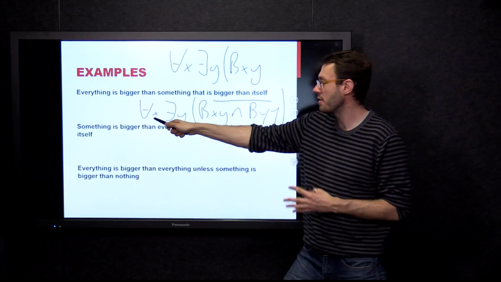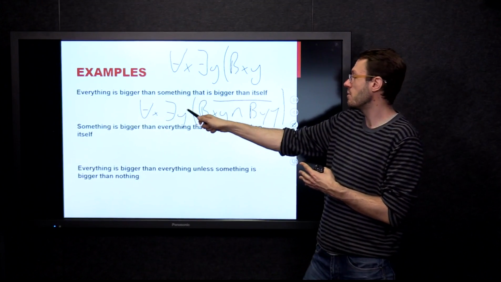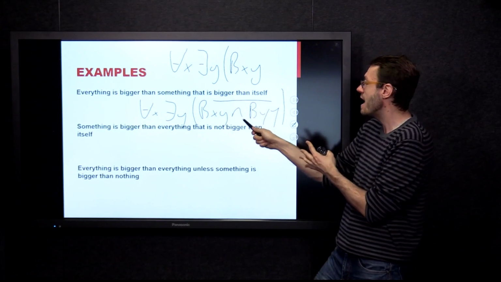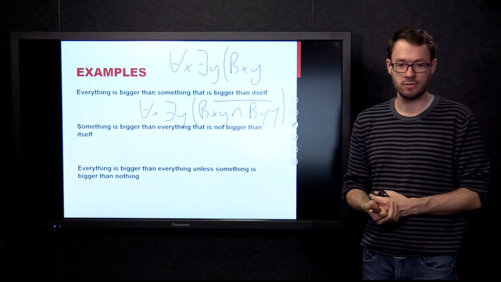So for all x, for all the things we can pick the first time, there is something we can pick the second time such that the thing we picked the first time is bigger than the second thing and the second thing is bigger than itself.